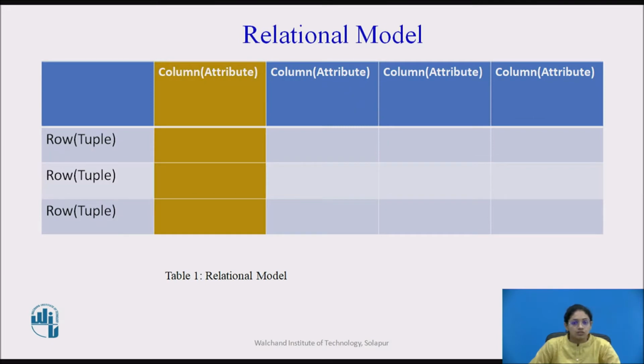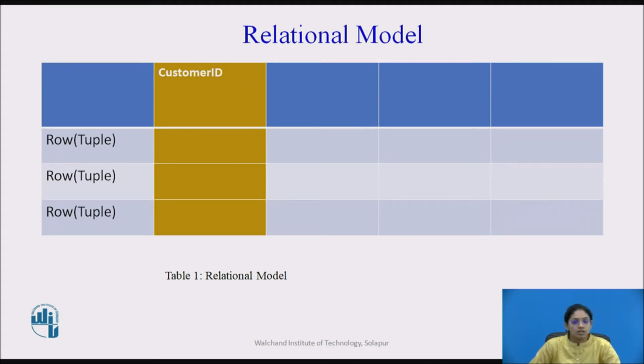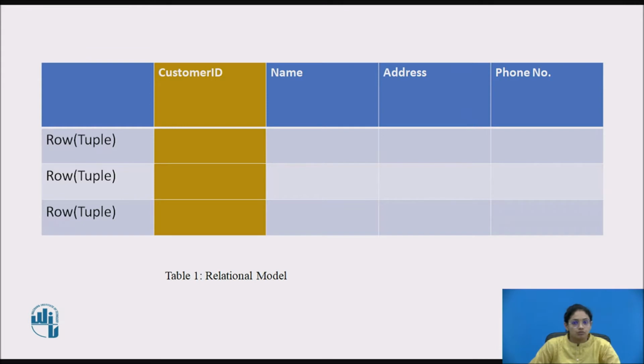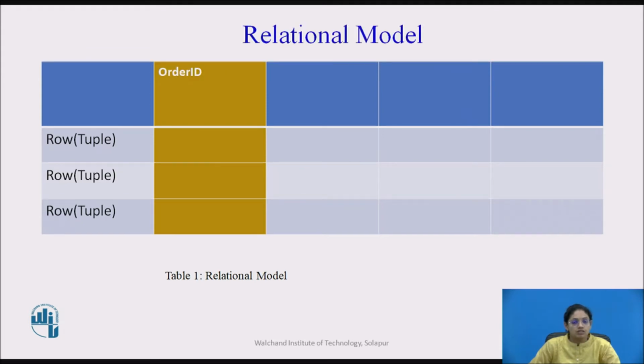In each table, you have a primary key which will uniquely identify a row in a table. Consider a manufacturing relational database. You have customer ID as a primary key, which will uniquely identify a record in a table. Also, you have different parameters like name, address, phone numbers. Additionally, one more example: you have order ID as a primary key, and different parameters like product, customer name, price, and so on.